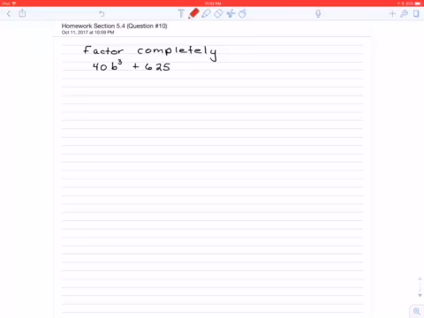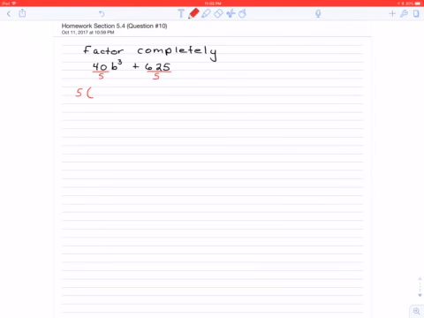Factor completely 40b cubed plus 625. The first thing we want to do when we have to factor an expression is look to see if there's a common factor, that is a number or a variable or both, that will divide evenly into each term. In this case, 5 goes into both 40 and 625, so I'm going to factor a 5 out. And when I factor the 5 out, I divide by it.